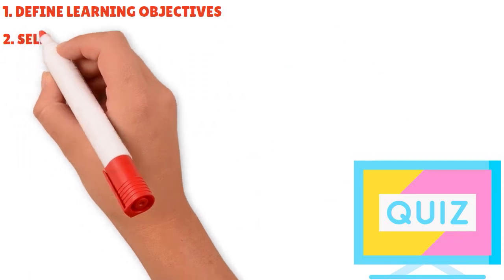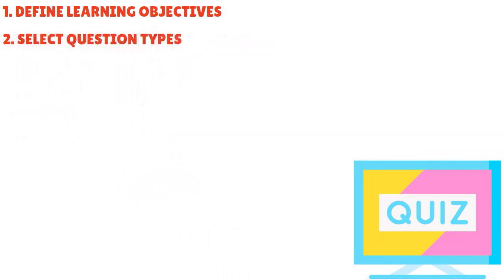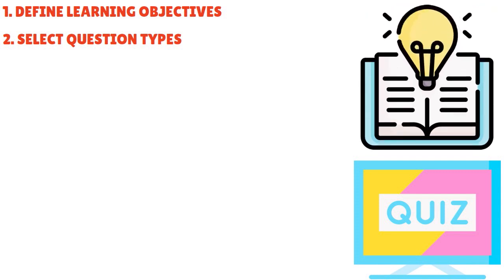Number two, you really have to select question types. So choose different question types that align with your learning objectives. Common question types include multiple choice, true/false, matching, fill in the blank, and short answer questions. Each question type serves a specific purpose in evaluating different aspects of learning. Remember, you need to choose a question type that aligns with what your audience is accustomed to and what your audience is also expecting from the course.